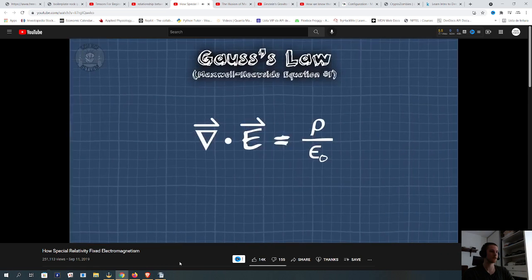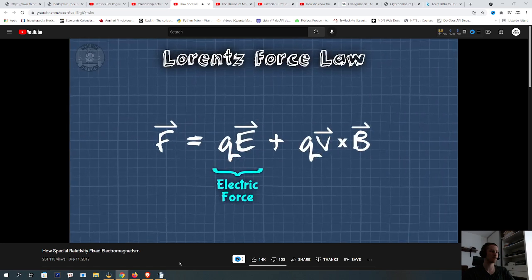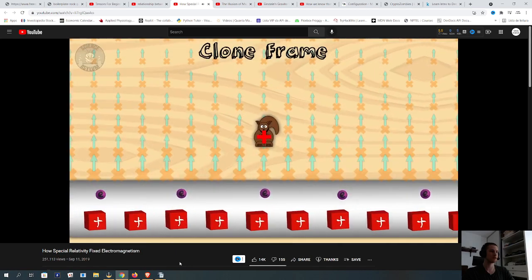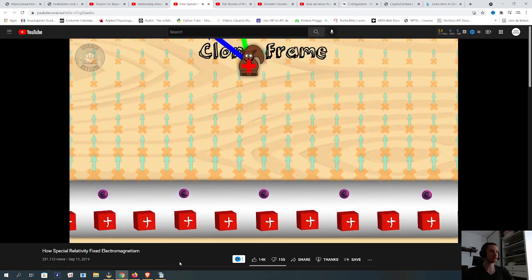According to Gauss's law, that means there's an electric field. If there's an electric field, the Lorentz law tells us there's an electric force. Bingo bango, we've got a force. In the clone frame, the squirrel still repels from the wire. It's just due to an electric force instead of a magnetic force. Whew, crisis averted. Thanks, Einstein.